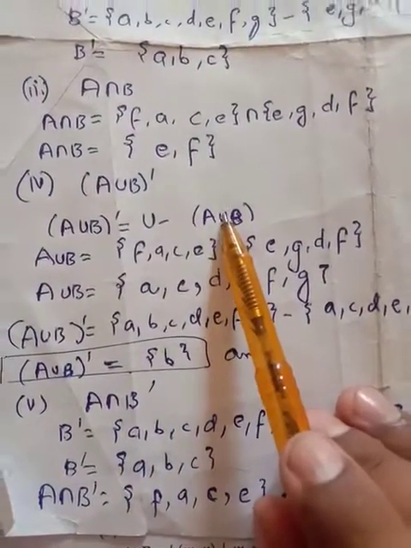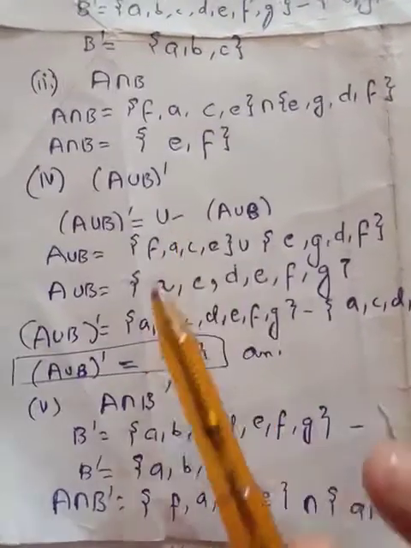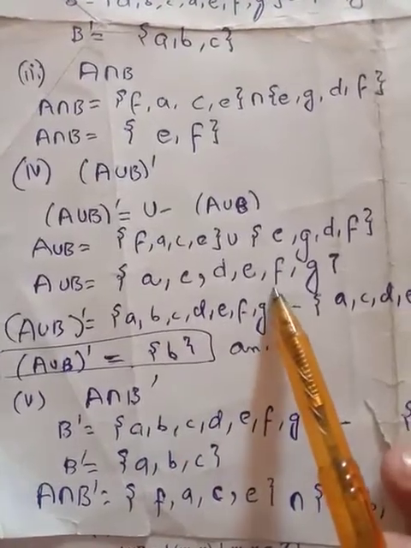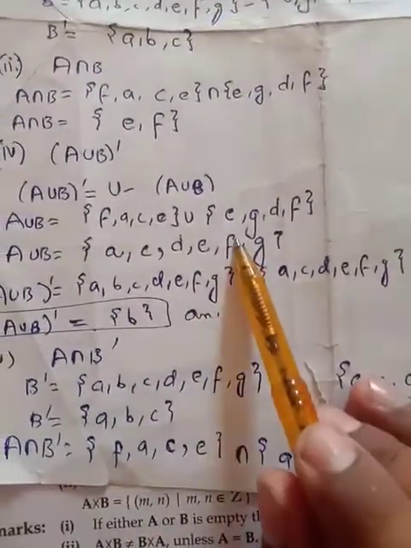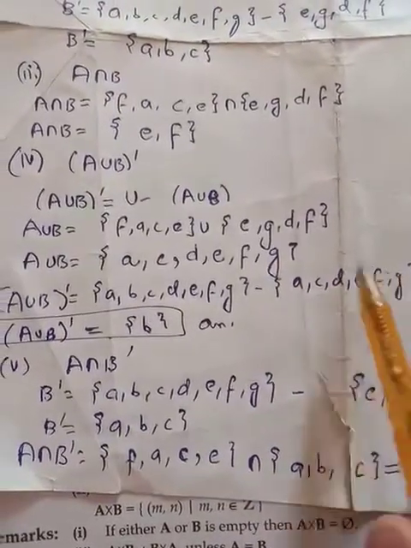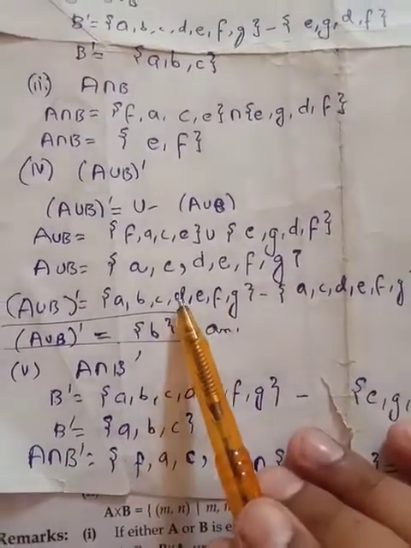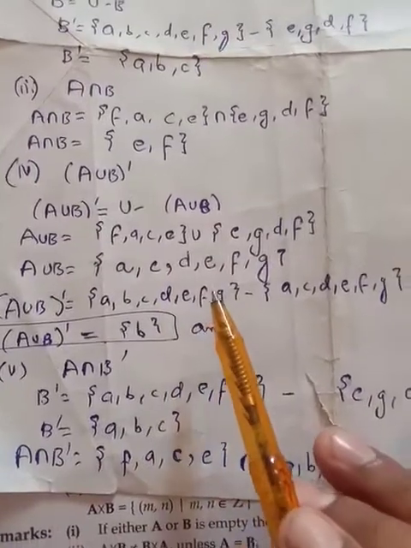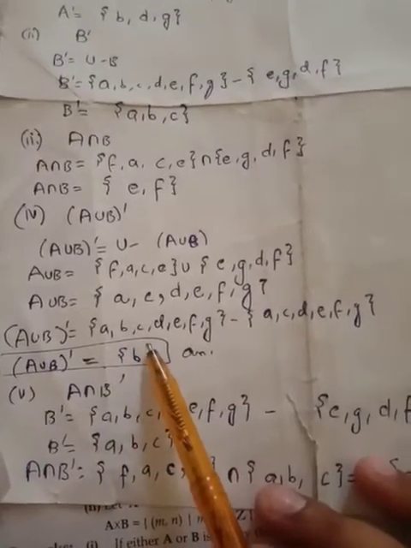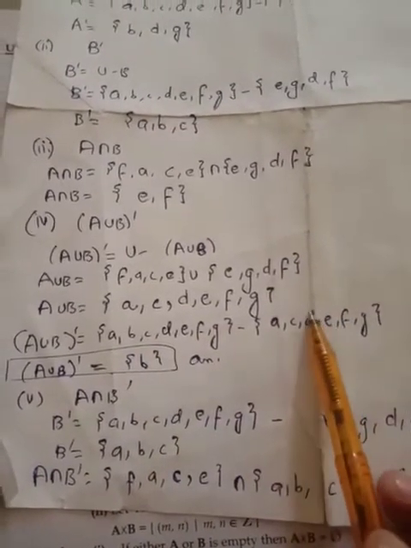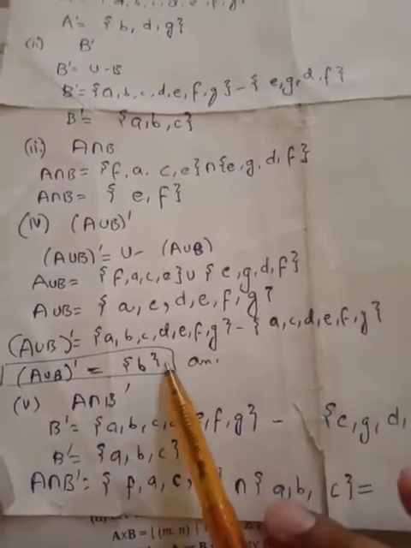Now we will subtract this A union B from U. U is A, B, C, D, E, F, G, and we will subtract our answer of A union B, that is A, C, D, E, F, G, from this U. So after subtracting A, C, D, E, F, G, we will get the answer B. So our answer will be B after subtracting A union B from the U set.